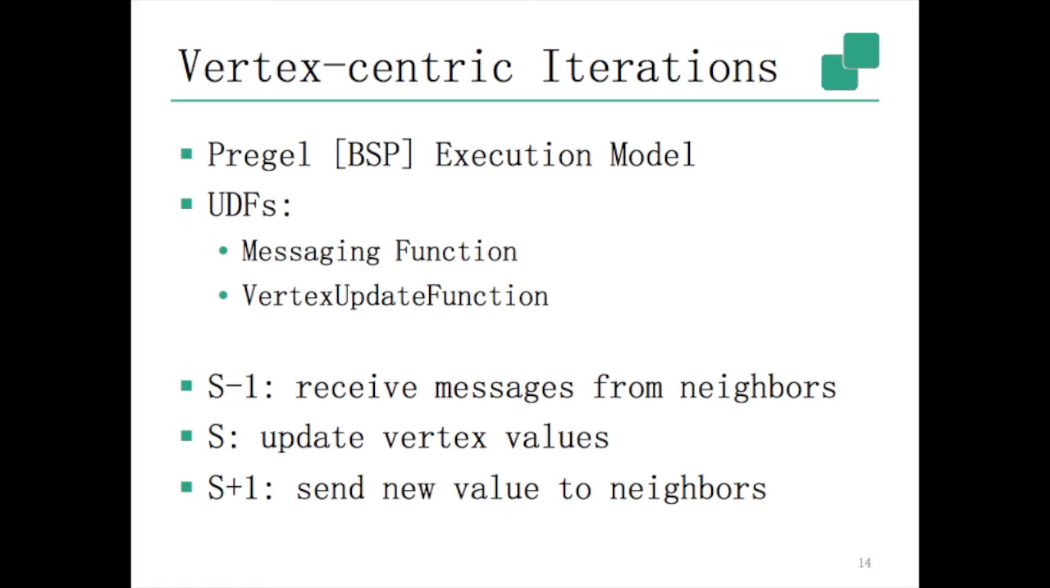So for Pregel, we have two UDFs. We tell the vertex, firstly, what kind of messages it's supposed to pass, and when it receives messages, what kind of update it should make based on those messages. So the vertex first receives messages from its neighbors. Based on those messages, it updates its value, and if the value was updated, and only if, then it sends the new value to the neighbors.